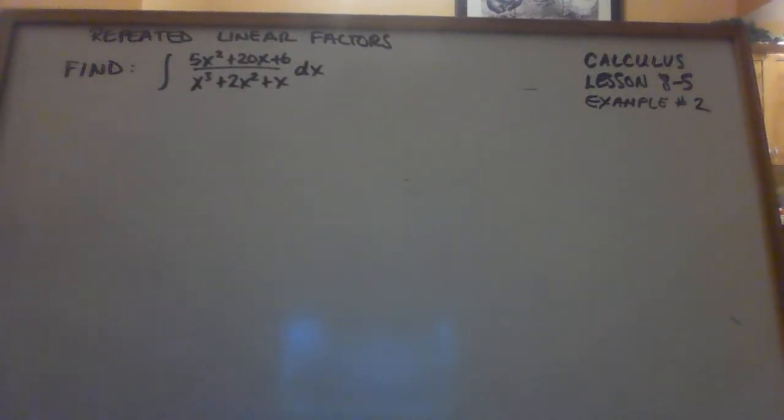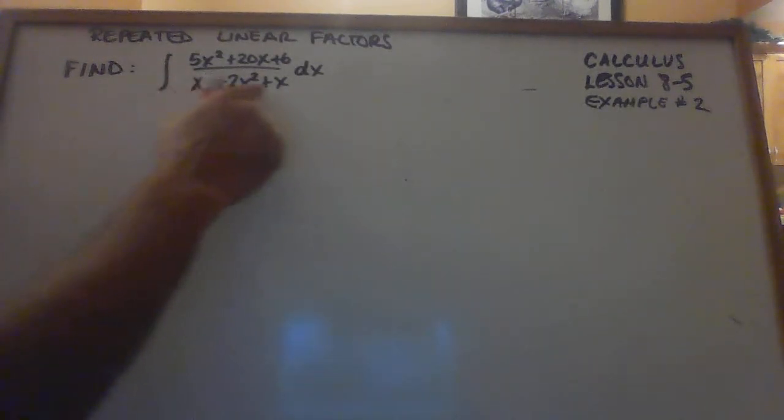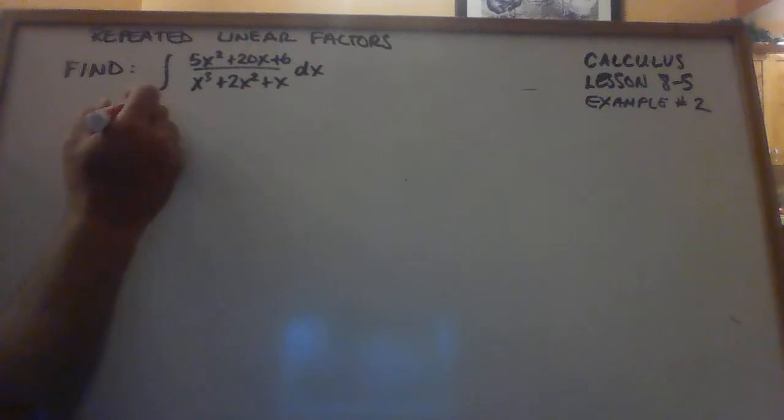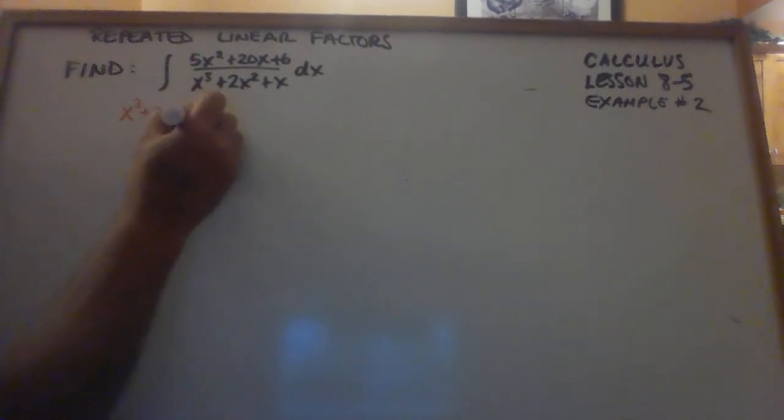Okay, in example 2 here, we're going to use partial fractions with repeated linear factors. So again, we've got a rational function. We're going to take the denominator and factor it as far as it goes. So x cubed plus 2x squared plus x.